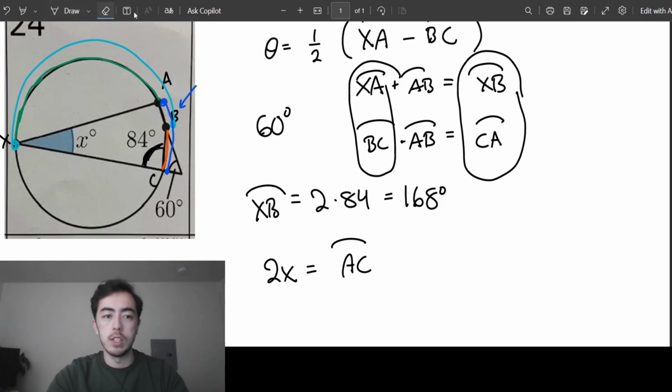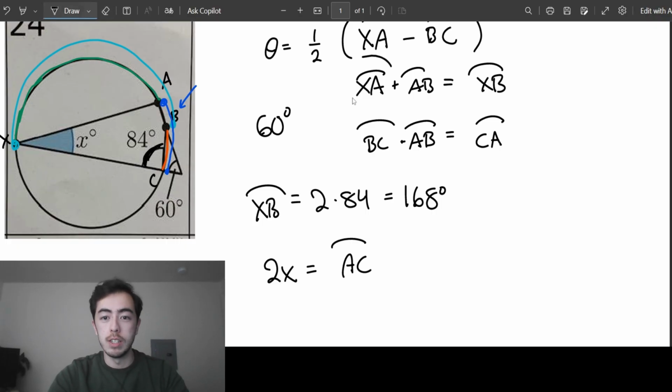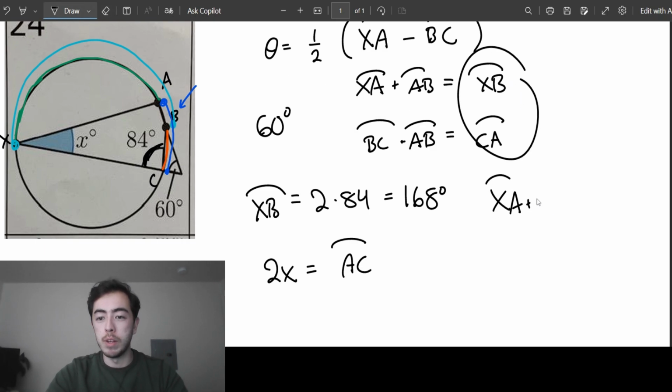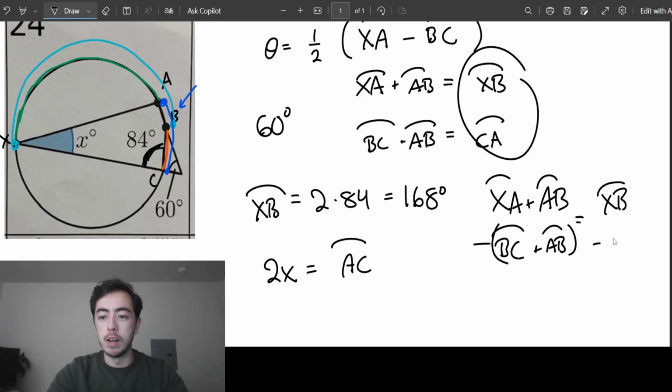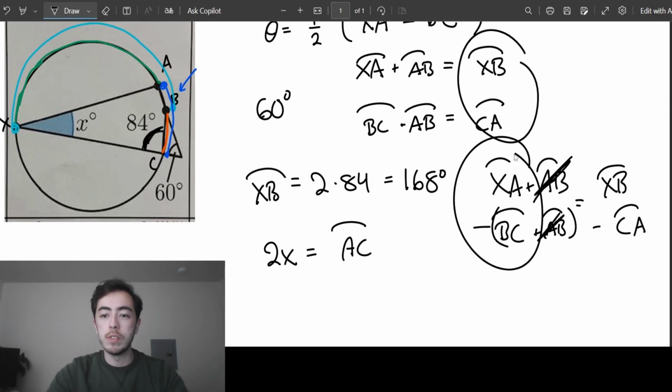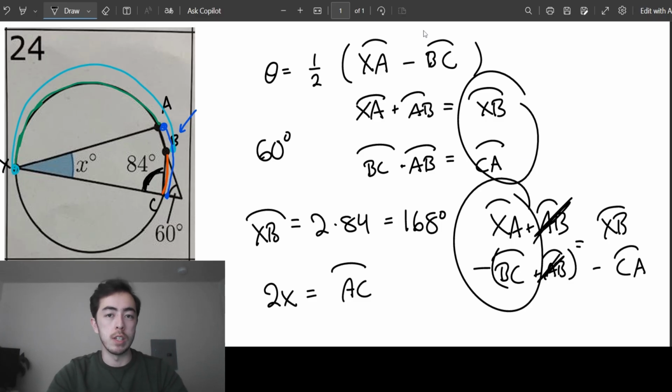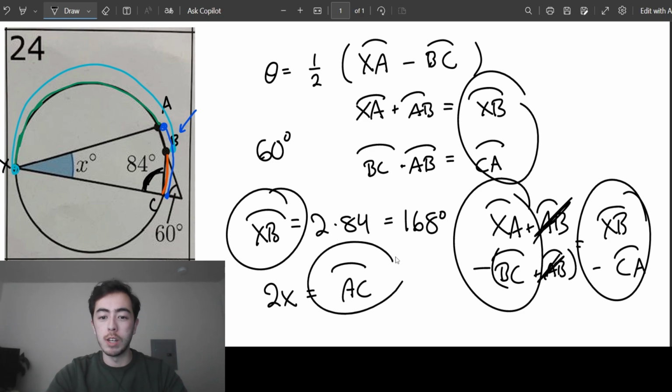We could just subtract this side of the equation by that side of the equation, and then subtract this by this, and that should be equal, right? Arc XA plus arc AB minus arc BC plus arc AB is going to be the same thing as subtracting arc XB by arc CA. And then the ABs here and here cancel out. So essentially what I wanted to show is that the difference of arcs that we want, to be able to use the secant angle theorem, is the same thing as these arcs that fortunately we know something about.